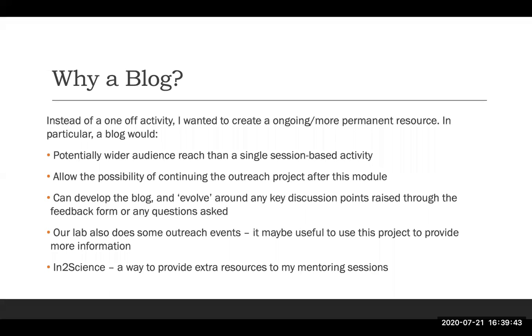I also thought it might be useful for myself as well. Our lab does some outreach things, so it might be a useful resource we could provide there. And I'm also into Science Mentor, which I thought might be useful again, as a blog to provide extra information about what I do during these sessions.